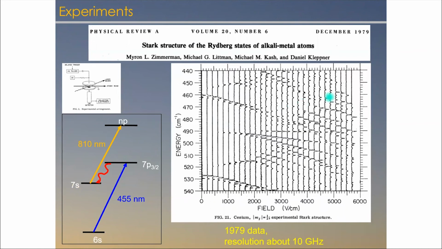Here's some work from MIT, from the Kleppner group from the late 70s, with these very detailed maps of the Rydberg energy levels in different electric fields, Stark maps. This is now about 10 gigahertz resolution.